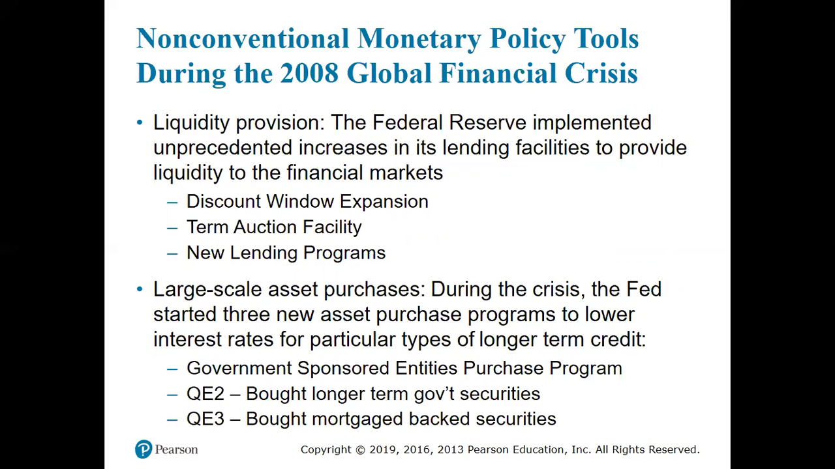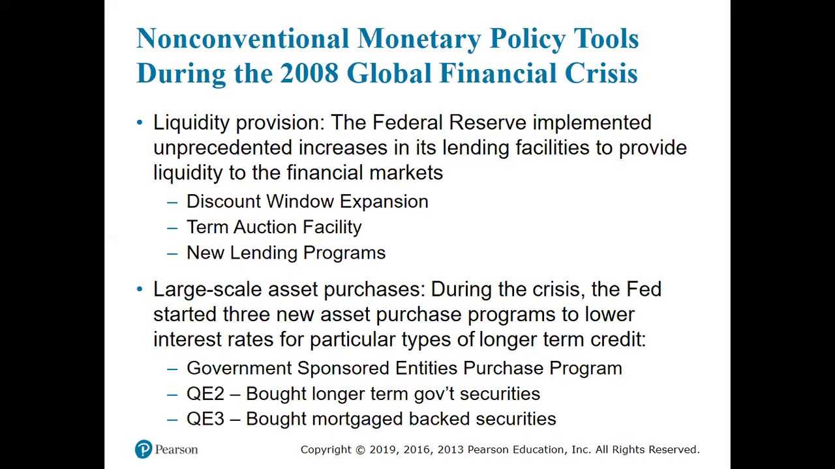So they started purchasing longer term government securities, basically 5-year treasuries, 10-year treasuries, and since those rates are set in the open market, by buying more of those, they help to lower interest rates for intermediate and longer term securities, which helped to lower interest rates for longer term loans to businesses and individuals.